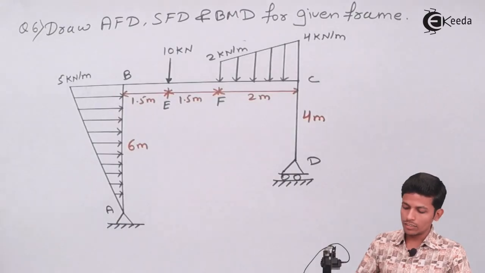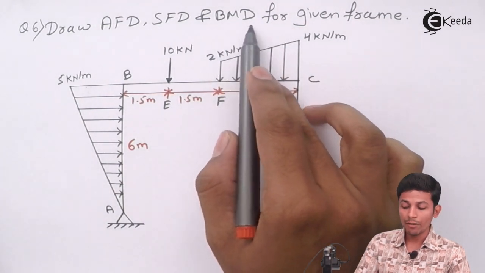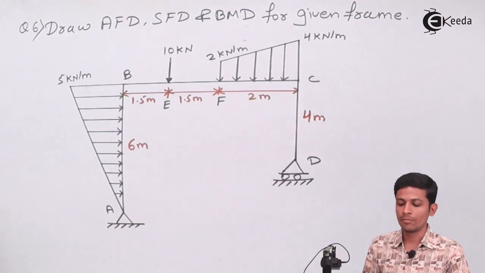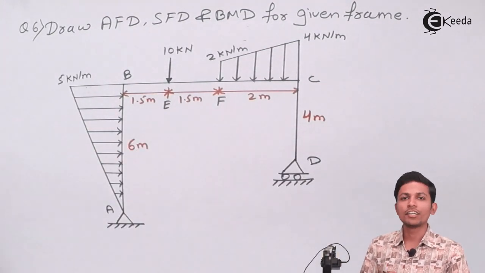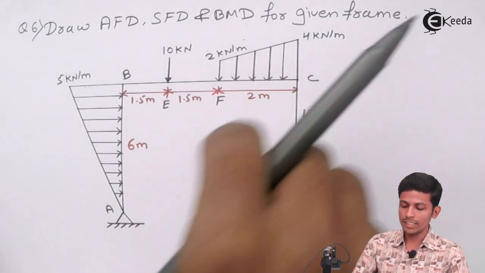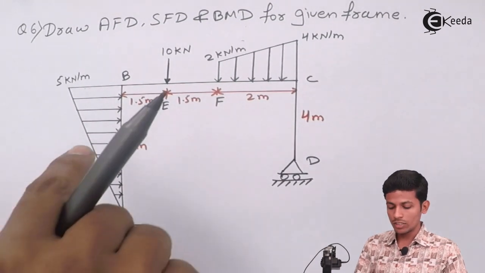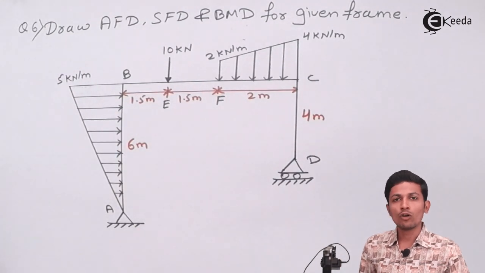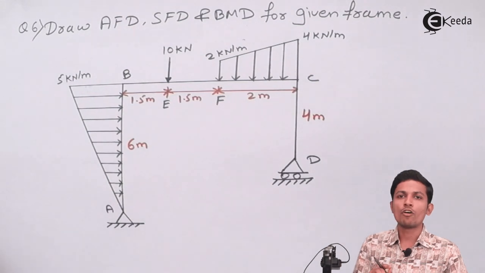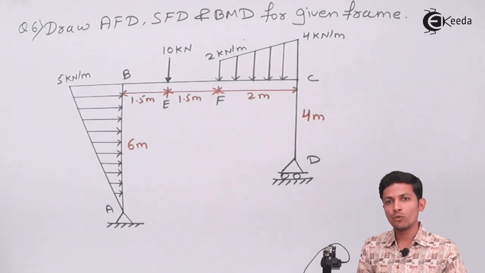Now, let's see this question. Draw AFD, SFD and BMD for the given frame. This is a complicated diagram given in the exam. You have to draw AFD, SFD and BMD for all three members AB, BC and CD. Now in this, one thing is new for all of you. This is a triangle. As you all know, a triangle is nothing but UVL. And what is UVL? Uniformly varying load. Now the problem is coming for UVL.